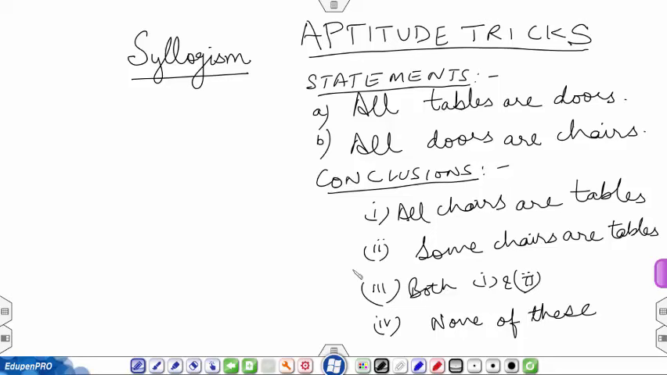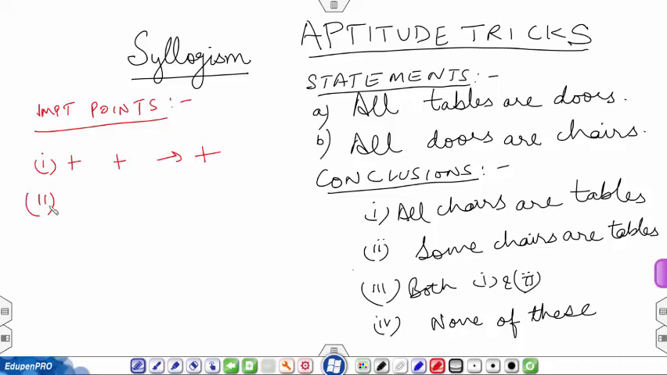Now write down a few important points first of all. Before I tell you the actual shortcut for these particular questions, you should remember some important facts about syllogism before you answer the question. Can I say this statement is a positive statement? All tables are chairs, there is no negation, right? So whenever we have two positive statements, the conclusion will always be positive.